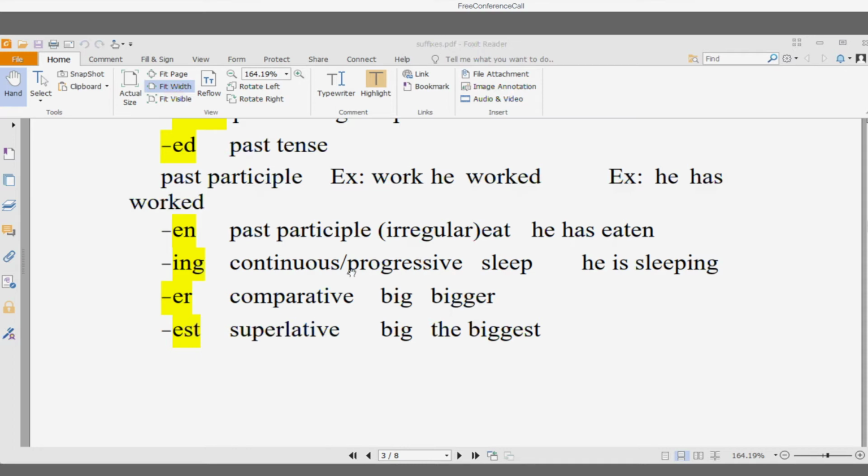عندي ing continuous or progressive. ing لما استخدمها وهي الازمنه المستمره هي ايضا تندرج ضمن الانفلكشنال. For example sleep sleeping ing الاعتياديه. عندي ER والEST. ER والEST اللي يستخدمها بالcomparative superlative degrees. It is also one of the inflectional suffixes in English. So big, bigger or biggest. ER والEST اللي تستخدم بدرجات المقارنة والتفضيل هي أيضا تعتبر inflectional suffixes.